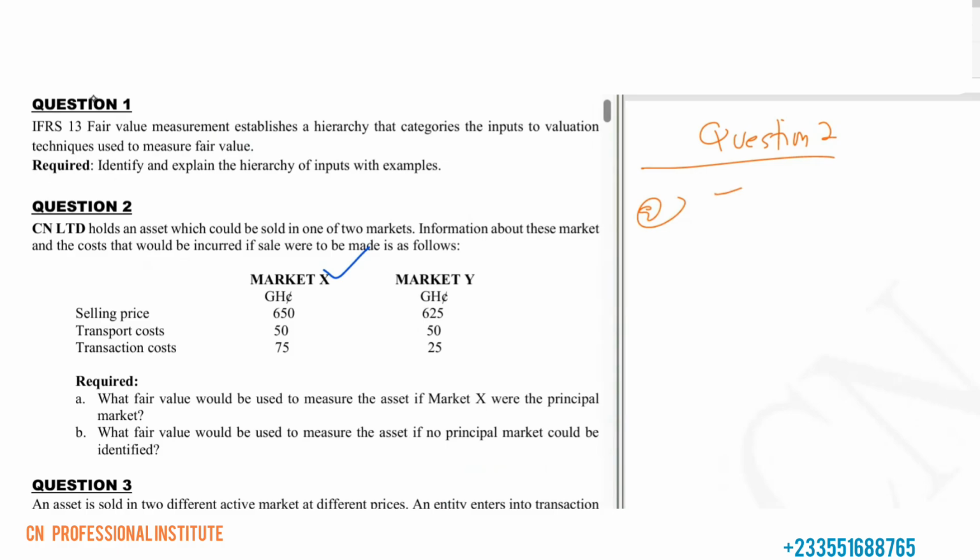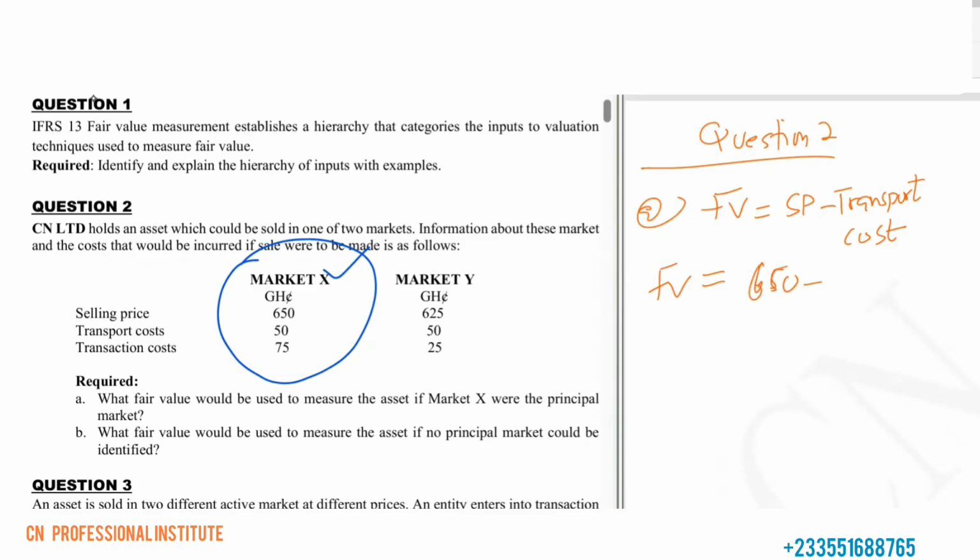So what's the formula for fair value? We say fair value is equal to selling price minus transport cost. We learned this from the previous video. So we pick this one here. What's the fair value from market X? I told you we are using market X. So fair value is equal to the selling price, which is 650.